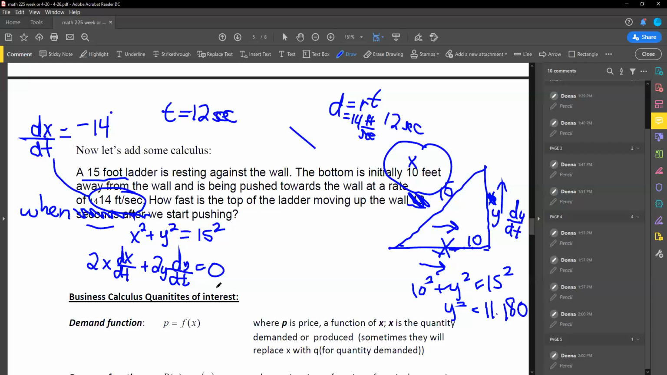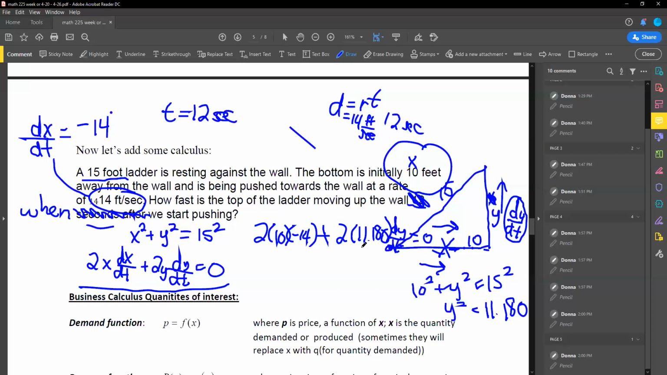All right, so now I can plug in everything into this equation to solve for dy/dt, because what I'm after here, what do I want? I want how fast it's moving up the wall. That's dy/dt. All right, so plugging everything in: 2x we knew was 10. dx/dt was negative 14. Let's see, what else do we have? dx/dt was negative 14 plus 2y, so 2 times 11.180, dy/dt I'm solving for.